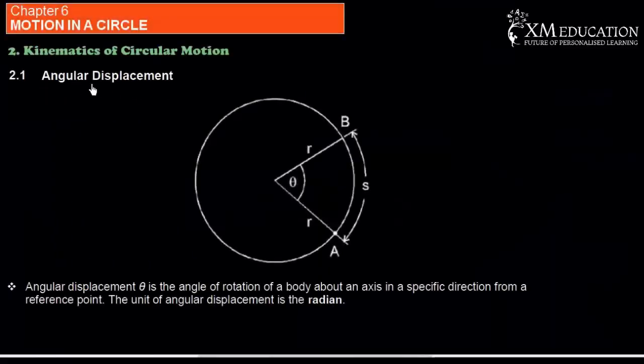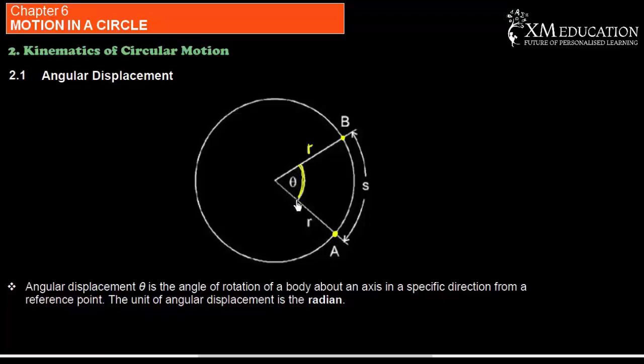Let's discuss angular displacement. Look here, there's this object at A moving in a circular motion. Now, when you move from A to B, it would have traveled angle theta from the center. Let's say the radius of this circle is R, and the distance traveled is S. So we say the angular displacement is theta. This is what we call angular displacement.